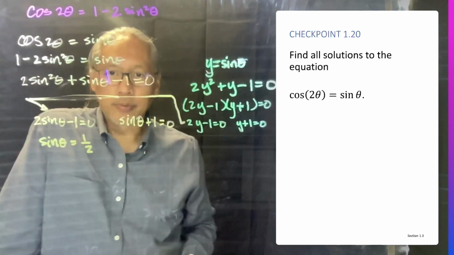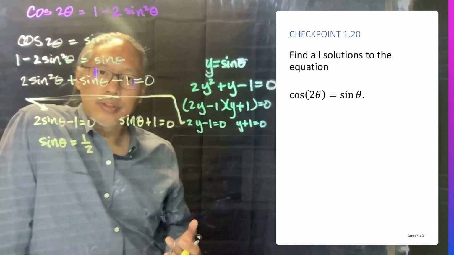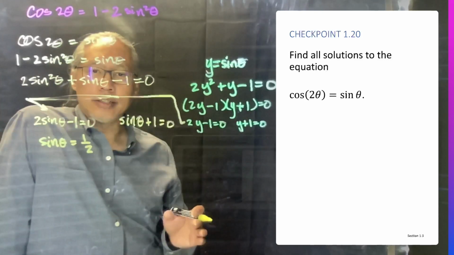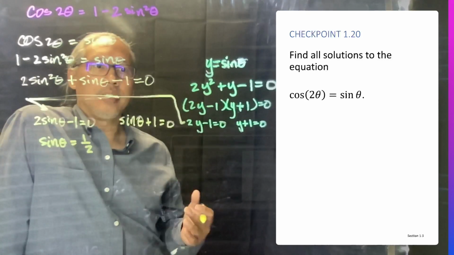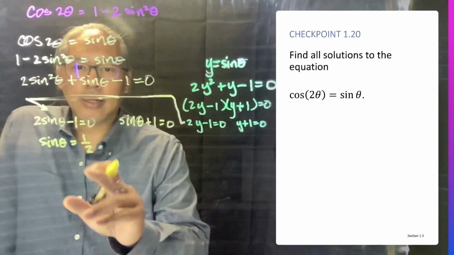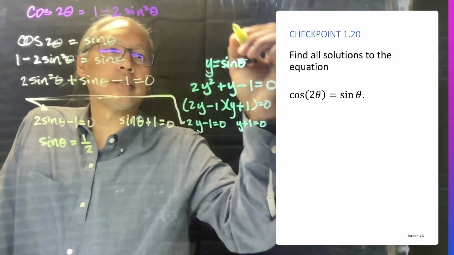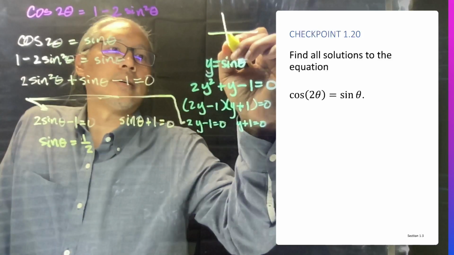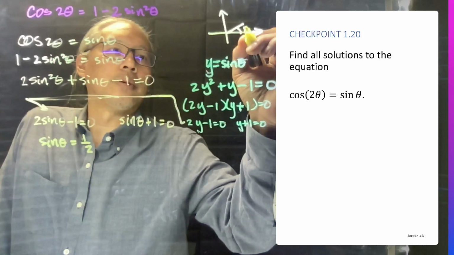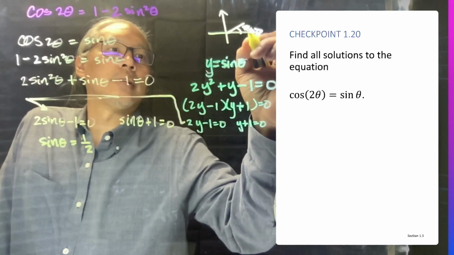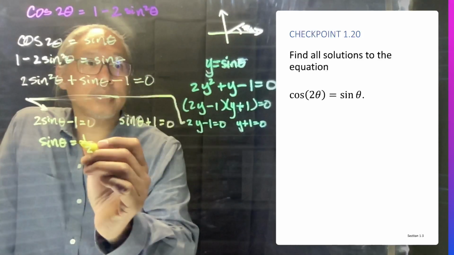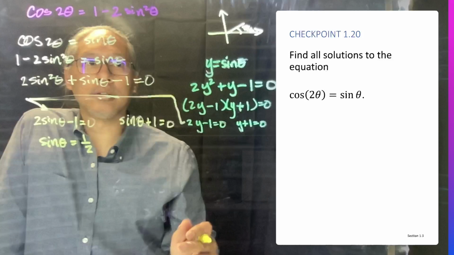All right, now we want to know what values of sine will give us a 1/2. Again, going back to the table, sine of 30 degrees or sine of pi over 6 is 1/2. And so we know that at pi over 6, let's draw our angle over here, pi over 6. We know that sine of pi over 6 is going to be 1/2. And this is positive, so it happens in the first quadrant.